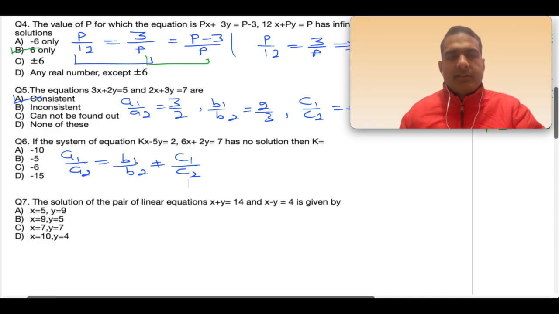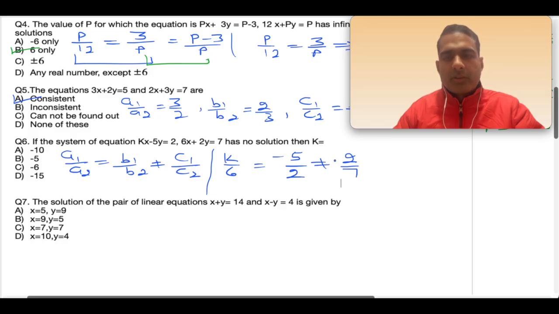So if we write these values from the pair of equations, we can say k by 6 should be equal to minus 5 by 2, taking with signs. So the coefficient of y in the first equation is minus 5 and the coefficient of y in the second equation is 2. So k by 6 is equal to minus 5 by 2, and this should not be equal to 2 by 7. Okay. So we can see here that minus 5 by 2 is not equal to 2 by 7.